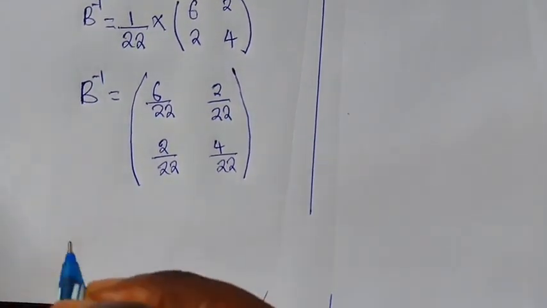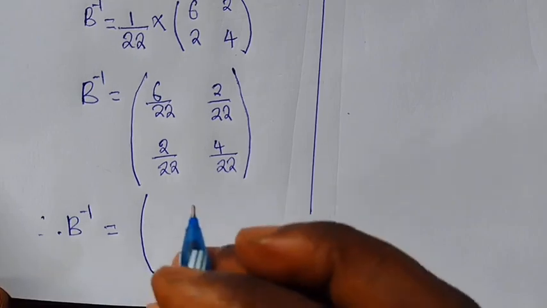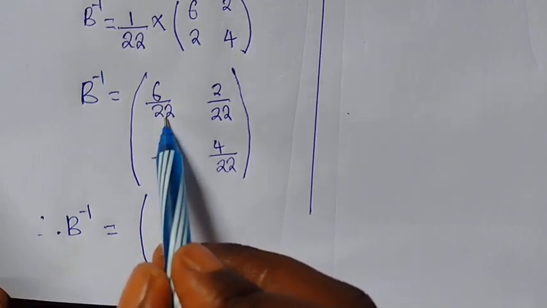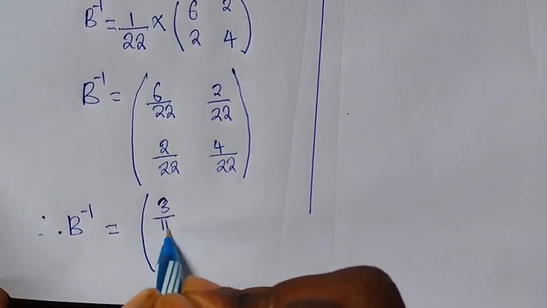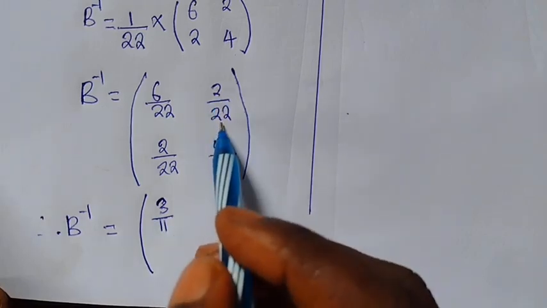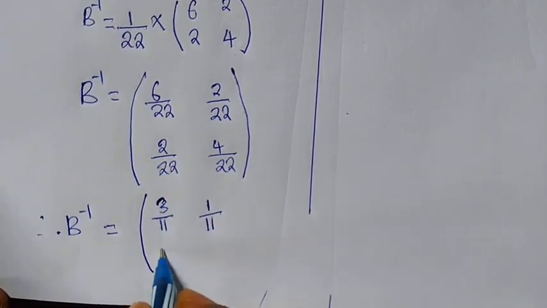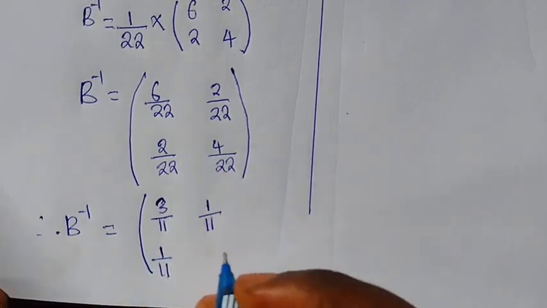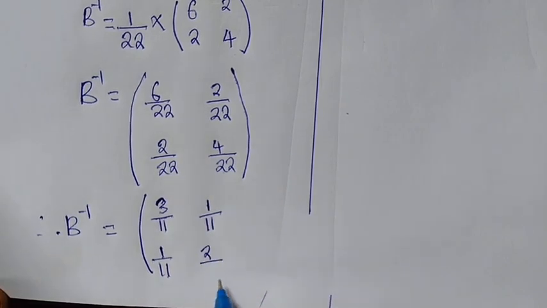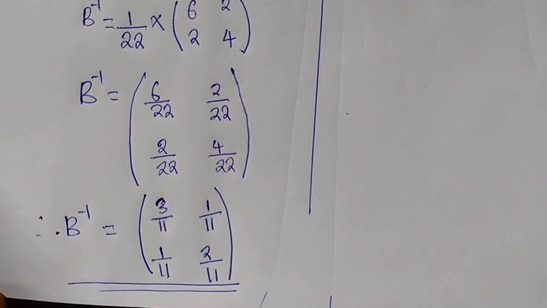Now we need to simplify this. So B inverse is equal to, we find the highest common factor of 6 and 22, which is 2. 2 into 6 is 3, 2 into 22 is 11. The highest common factor of 2 and 22 is 2, so we get 1 over 11. Even here we have the same, 1 over 11. For 4 and 22, the highest common factor is 2. 2 into 4 is 2, 2 into 22 is 11. So this is the inverse of matrix B, and this is our answer to question 1.